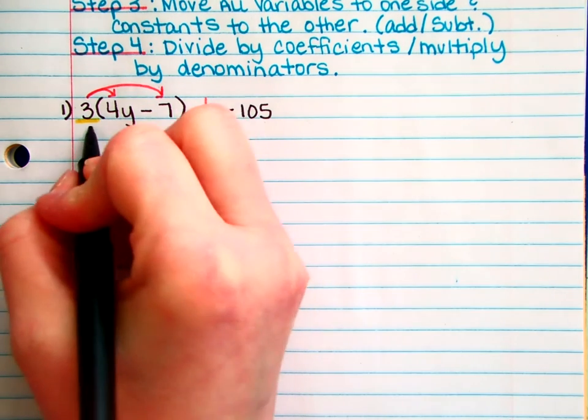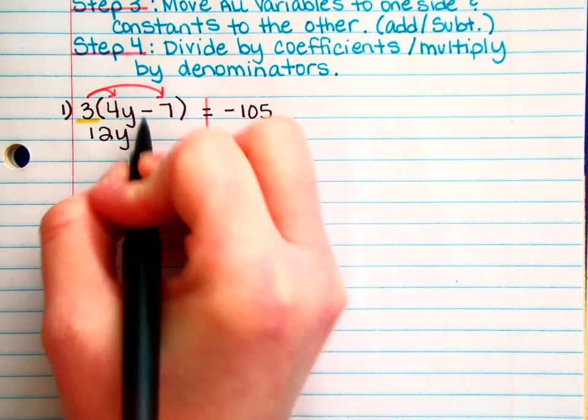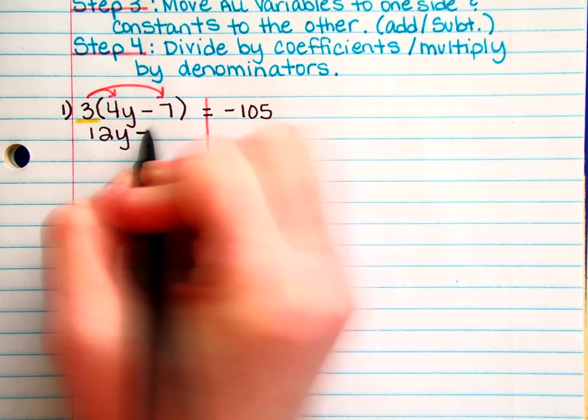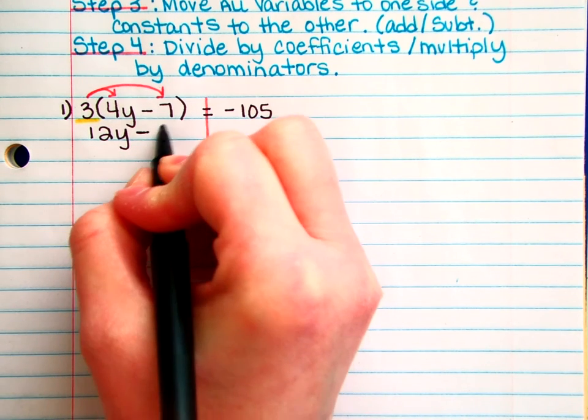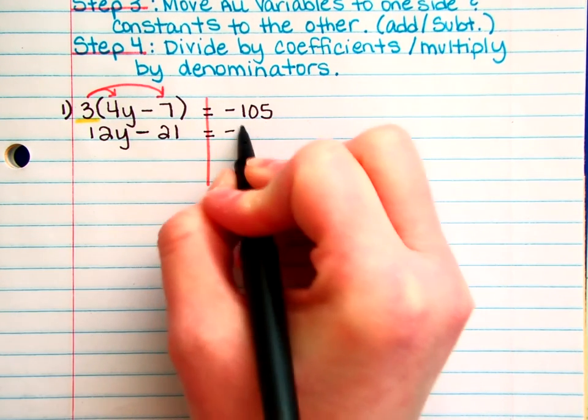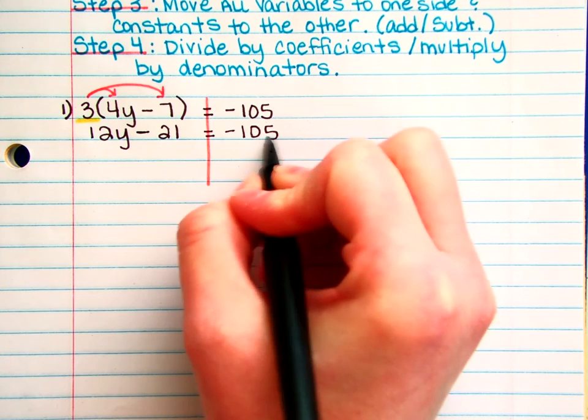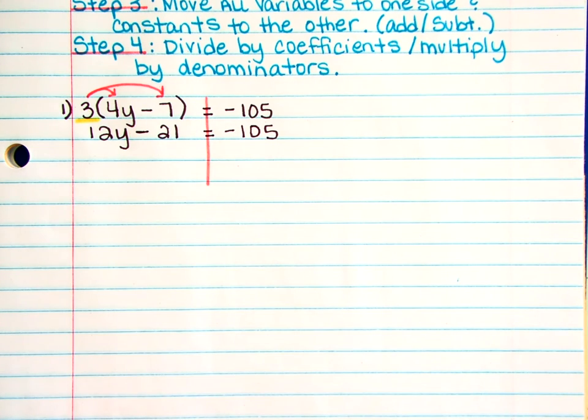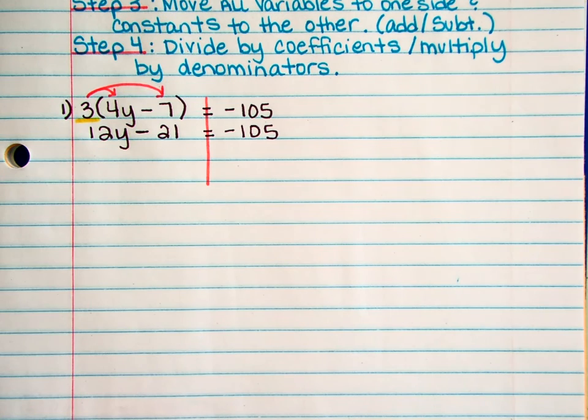So the product of 3 and 4y is 12y. I have a minus. I'm going to go ahead and bring him down. And the product of 3 and 7 is 21. And then we still have negative 105 all by itself on the other side. Alright, that looks better. That kind of looks like what we've been used to seeing. That's a 2-step.